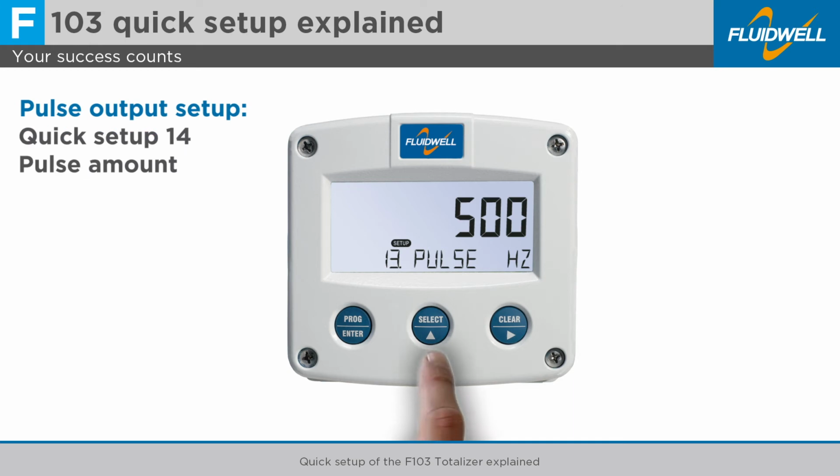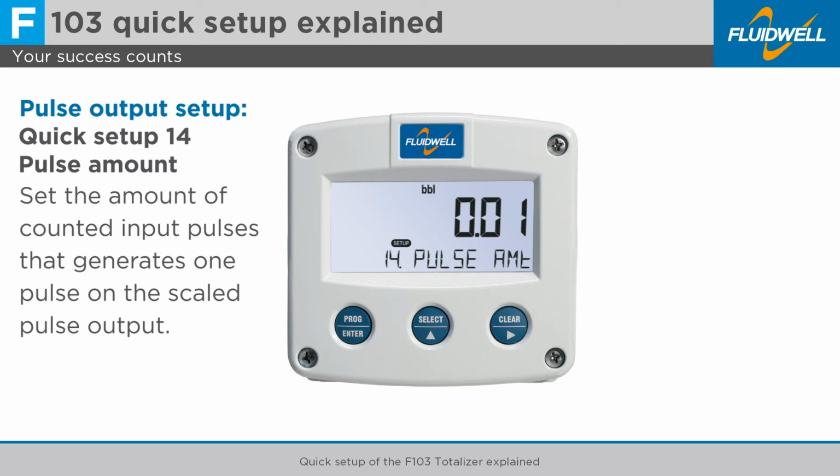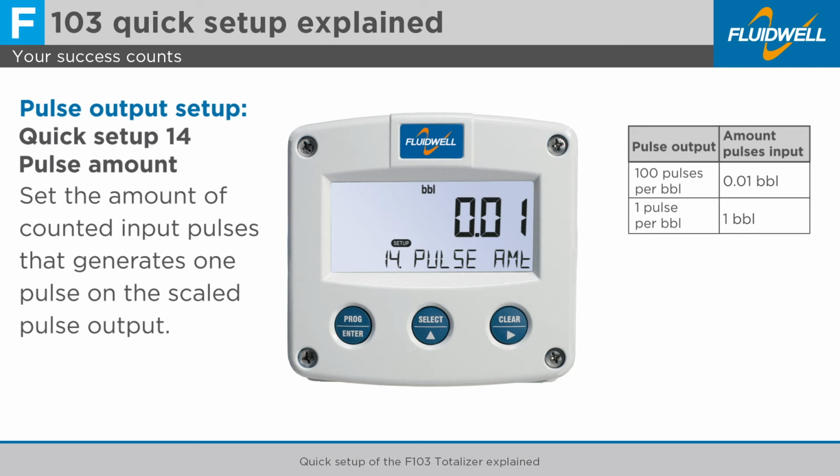Quick Setup 14. Here you can set the amount of counted input pulses that generates 1 pulse on the scaled pulse output. For example, when you want 100 pulses per barrel, enter 0.01 barrel. This means 1 pulse every 0.01 barrel, which is the same as 100 pulses per barrel.